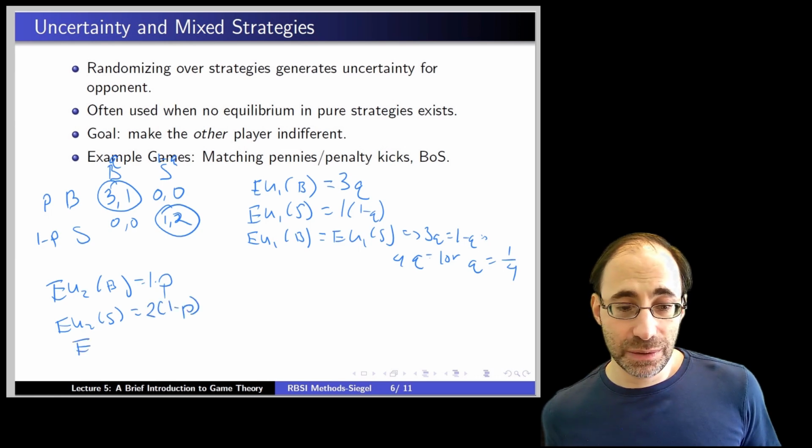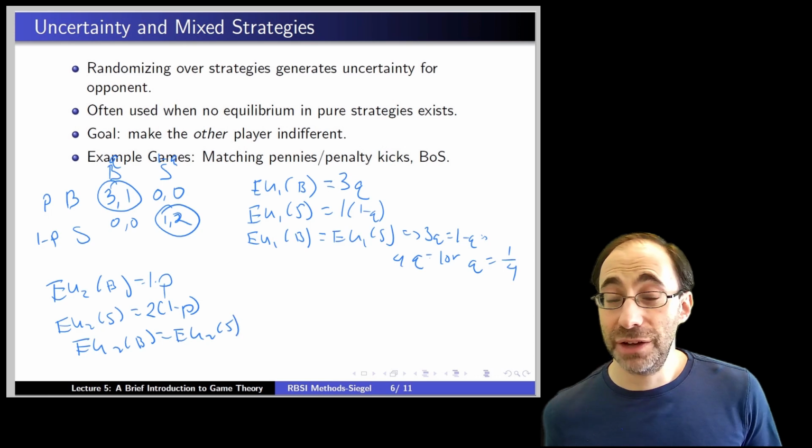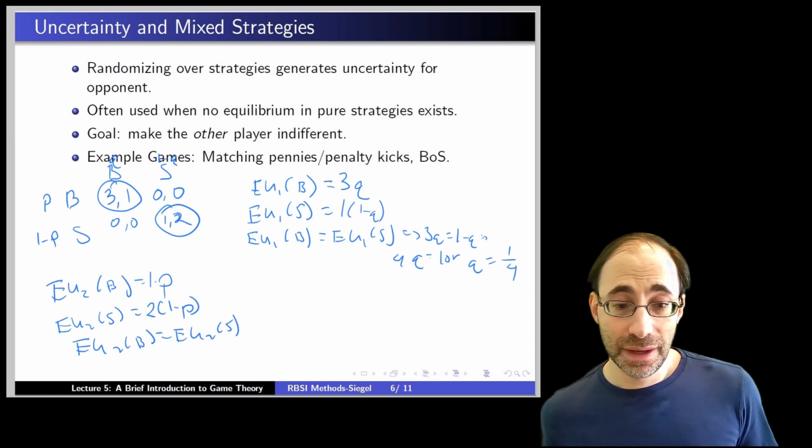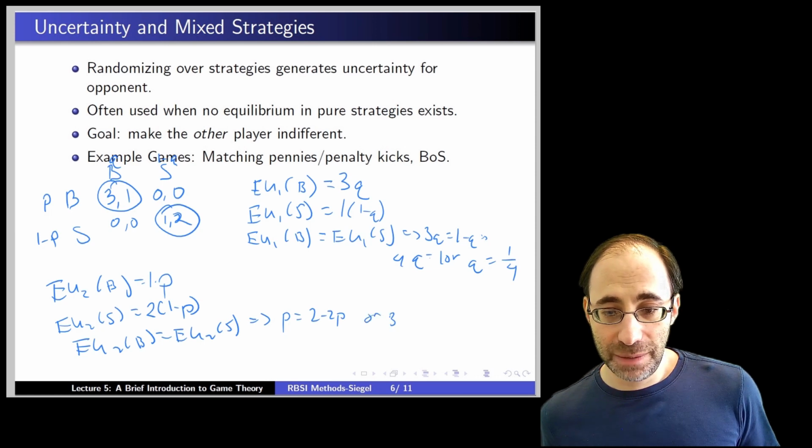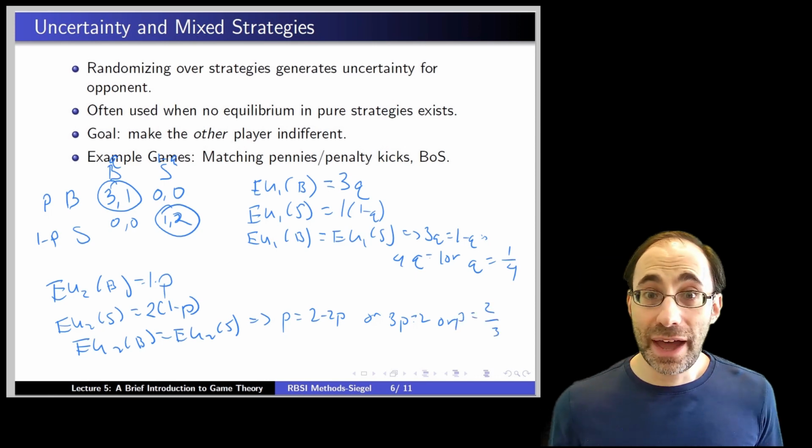We must make these things equal again to make player 2 indifferent. So player 2 doesn't care what player 2 does and would be willing to play B and S with some probability. That implies P equals 2 minus 2P, or 3P equals 2, or P equals 2/3. Again, not equal to half.